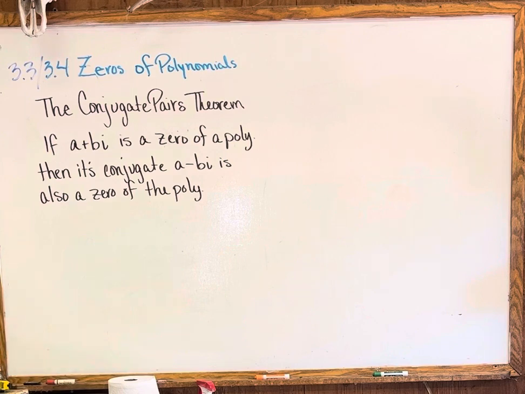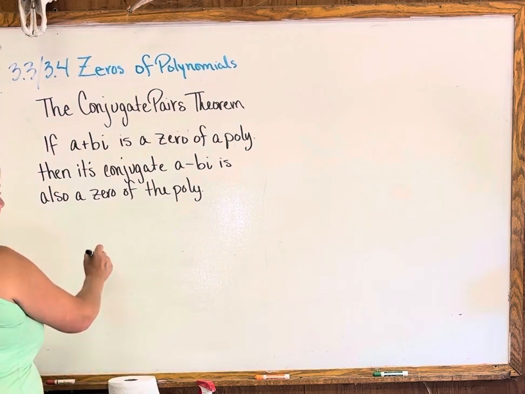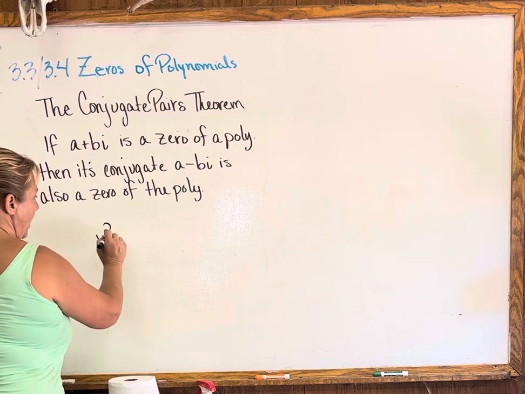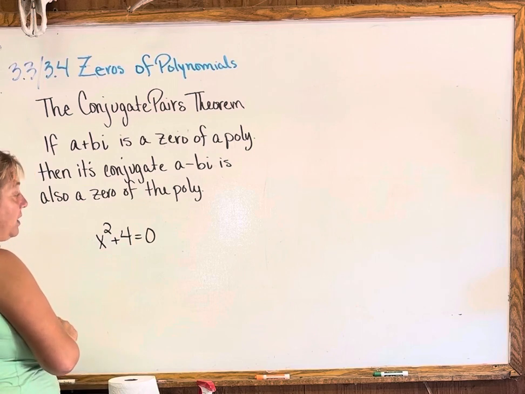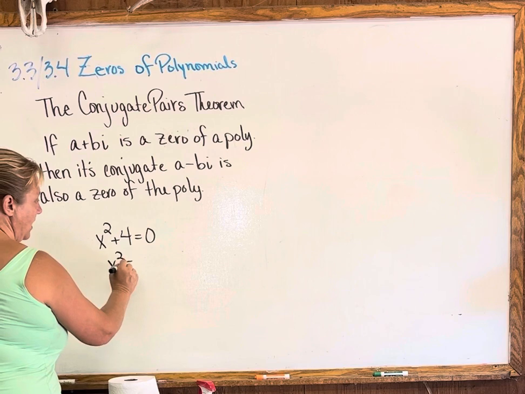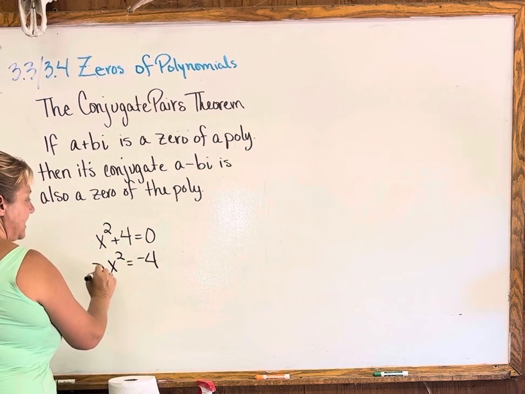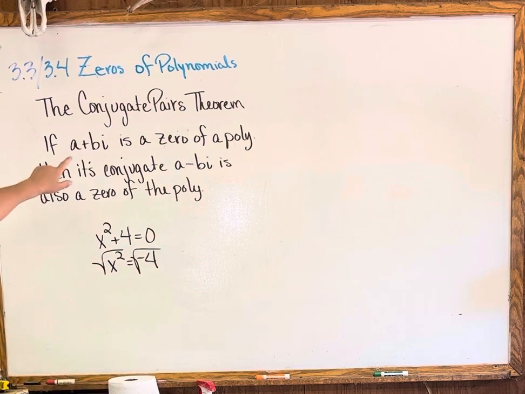Now, I really think that this theorem is only helpful for one situation, and I think that it's helpful for remembering to use your plus or minus sign, okay? So, I'm going to go with the most basic polynomial that we have. What if we had x squared plus 4 equals 0? So you say, I'm going to subtract the 4 to this side, x squared equals negative 4, and I'm going to take the square root, so we're going to have an imaginary number.